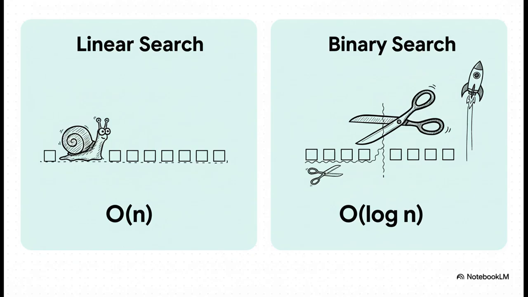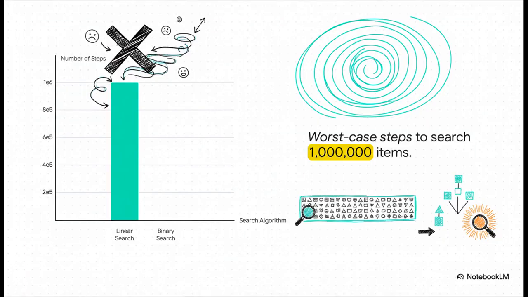But binary search is a totally different beast. Its complexity is O of log n, or logarithmic time. And what that really means is that even as the list gets absolutely massive, the number of steps grows, well, incredibly slowly. The difference between the two is just staggering. Let's really visualize this, because this is where it gets crazy. To find one item in a list of 1,000,000 elements, a linear search, well, it could take up to 1,000,000 steps. Makes sense.